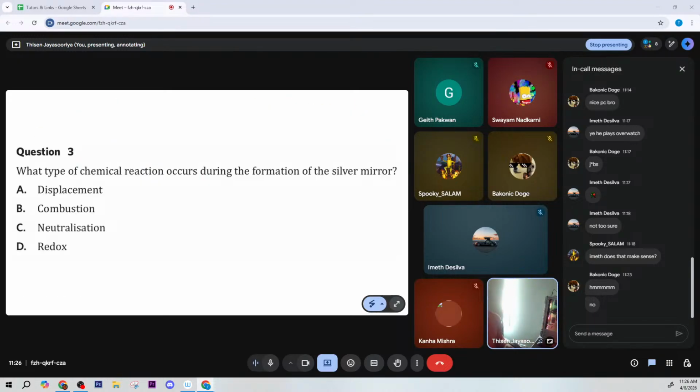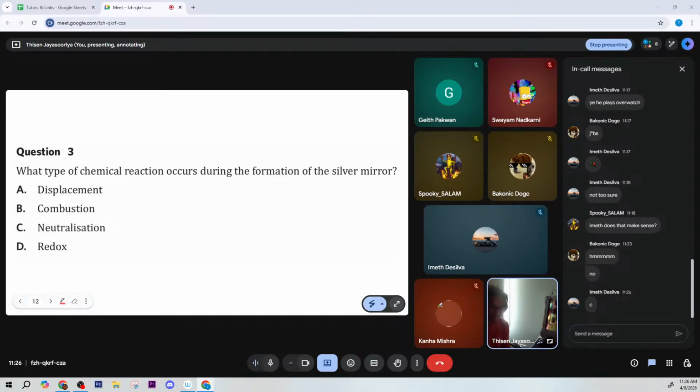Actually, I want to see if you guys can do this. What type of reaction occurs during the formation of the silver mirrors? So here we have displacement, combustion, neutralization, and redox. What do you think it is? A, B, C, or D? Type it into the chat.